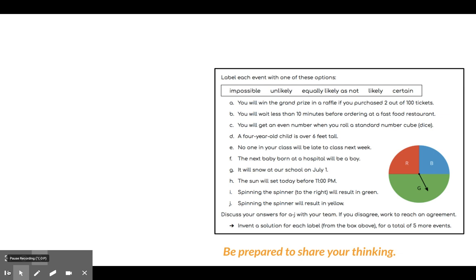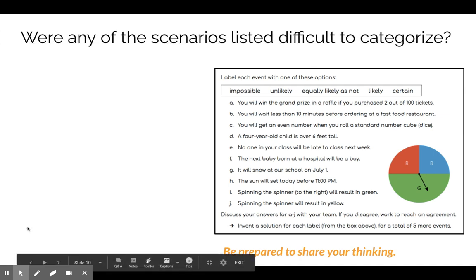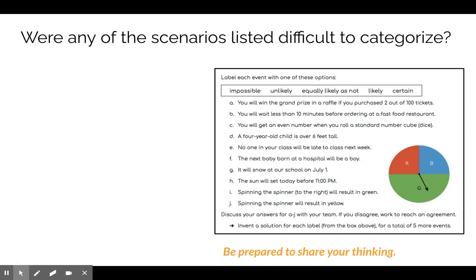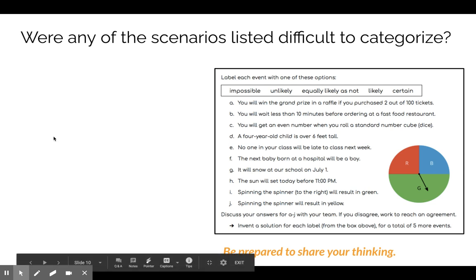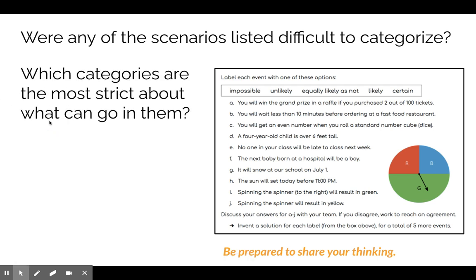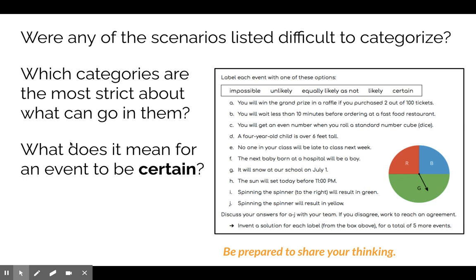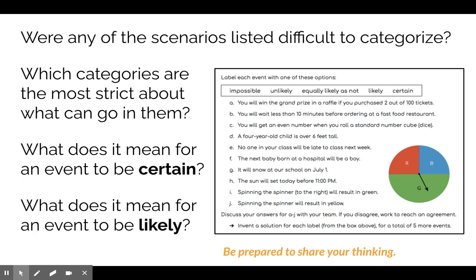Okay, let's come back together. So, were any of these scenarios listed difficult to categorize? If so, put the letter that was difficult in the chat at this time. We also want to talk about which categories are the most strict about what can go into them. What does it mean for an event to be certain? And what does it mean for an event to be likely? So, if you would like, let's have one or two students share out their thoughts around these questions.